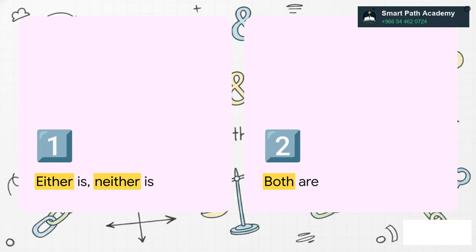Okay, now this is absolutely crucial, so keep your eyes on the screen. This is where a lot of learners get stuck: the grammar rules for singular and plural agreement. We have a really strict rule here. Either and neither are singular. That means they always pair with singular verbs, like is. But both? Well, because it means 2 together, it's plural, so it pairs with plural verbs like are.